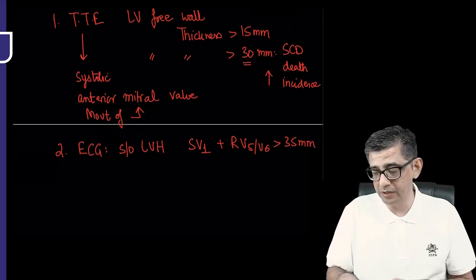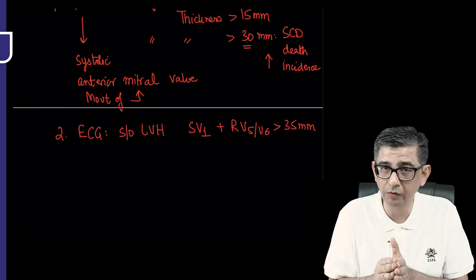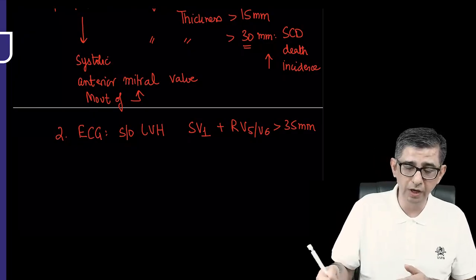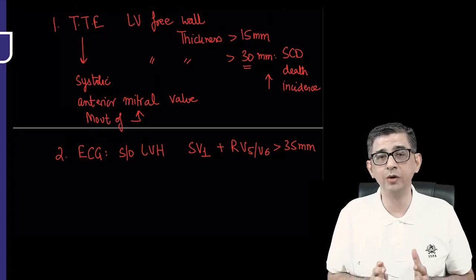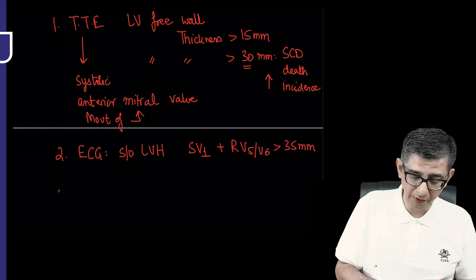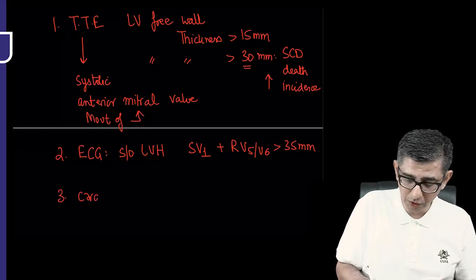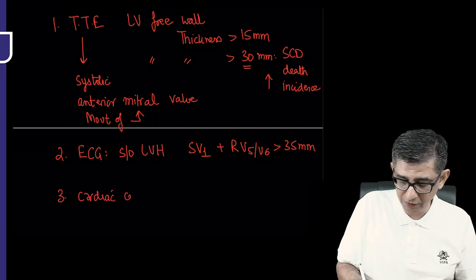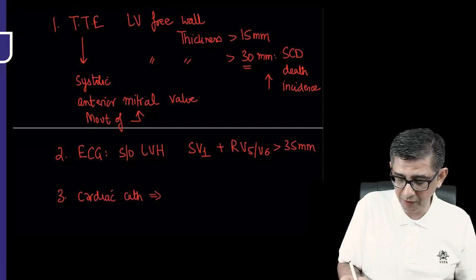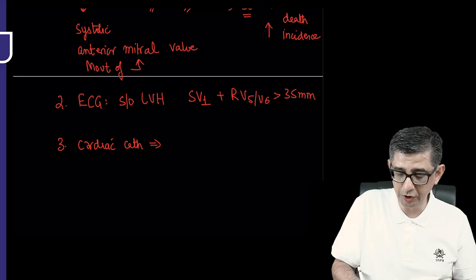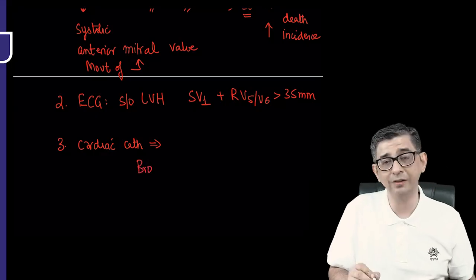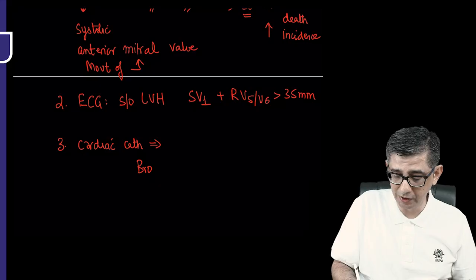But the point is, guys, that ECG is not sensitive for chamber enlargement, which is why we rely on echocardiography as the best way to diagnose this condition. The third test is relatively invasive, so a person may not give consent for it, that is cardiac catheterization. But still, for the sake of completion, I would like to mention a cardiac catheterization sign for these patients.